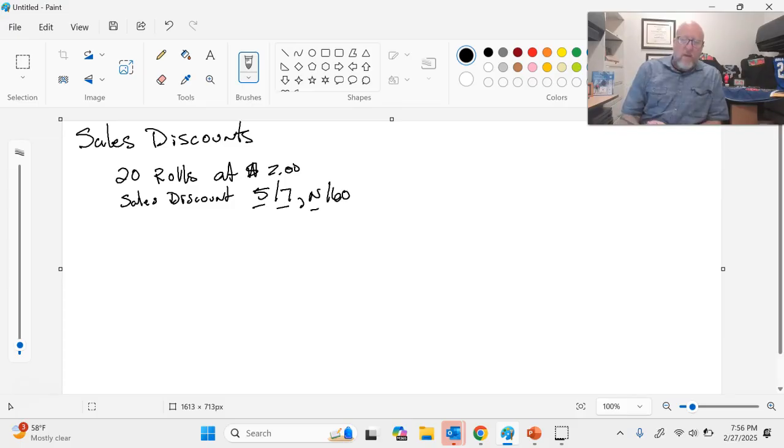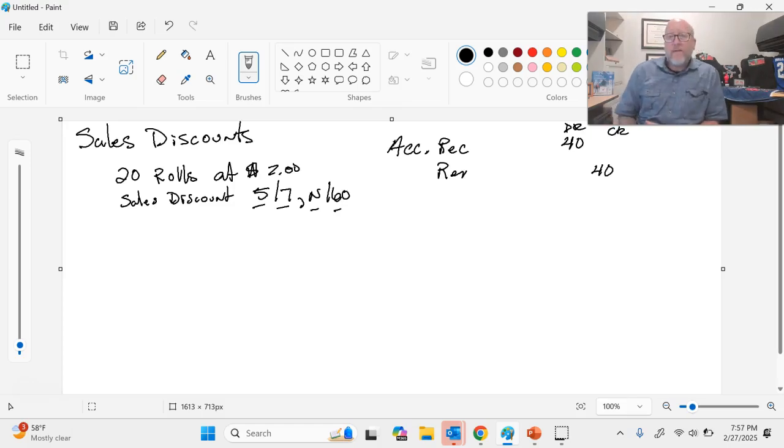Otherwise, you will pay me the full amount, whatever that is, that's why it's N, within 60 days. So the journal entry to record revenue would be accounts receivable. It looks just like it did previously, $40. And then revenue, $40. Now, if the customer chooses to take advantage of this discount, right?